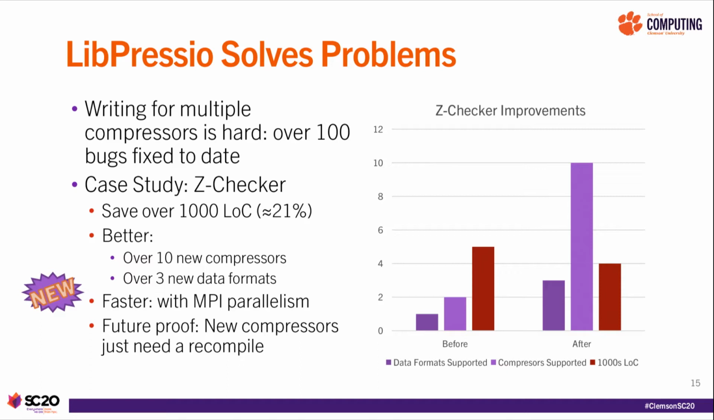So I did a study looking at how many lines of code could be saved by using LibPressio exclusively to replace the code within zchecker for handling compressors. What I found is that by using LibPressio, zchecker could save over 1,000 lines of code, 20% of the code used to interface with compressors. And while doing so, it would gain access to 10 new compressors, 3 additional data formats, and they would be able to better take advantage of parallelism through MPI, and is supporting new compressors with just a recompilation.